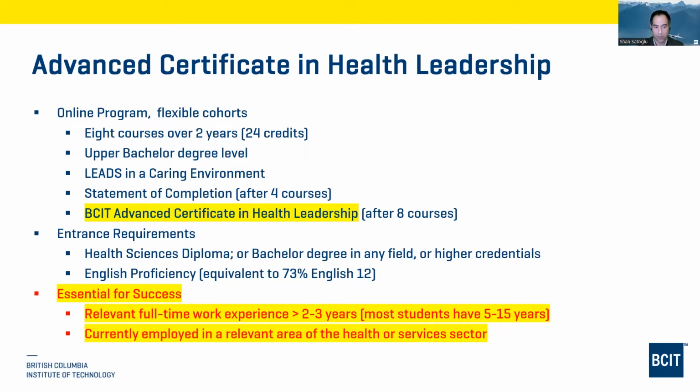So when you get through the halfway point in the program, after completing 4 courses, you'll be provided a statement of completion. This is not an academic credential, but it's an indicator of getting to the halfway point, which you could use on your LinkedIn profile and tell your family and so on. And then after completing all 8 courses, you get the advanced certificate from BCIT.